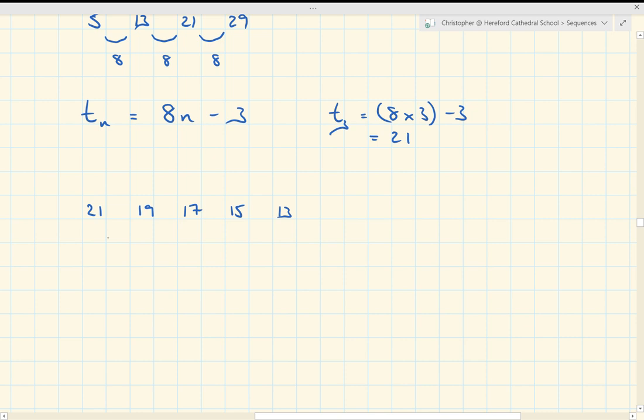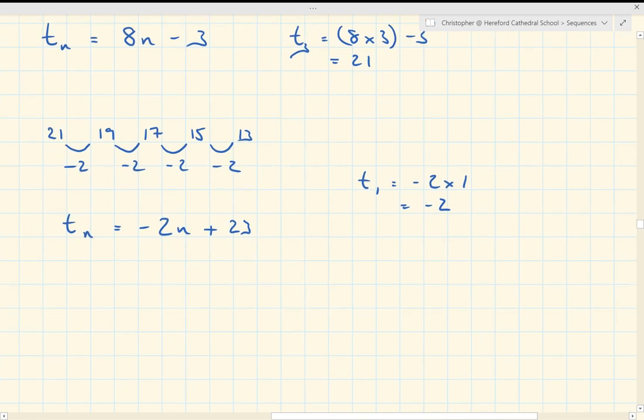In this case, the constant difference is minus 2. So my formula for the nth term is going to start minus 2n. Now, if that was my formula, then the first term, t1, would be minus 2 times 1. It would be minus 2. And my first term is 21. So I'm going to need to have a correction factor of plus 23 to lift that minus 2 up to 21. And again, we could check that.